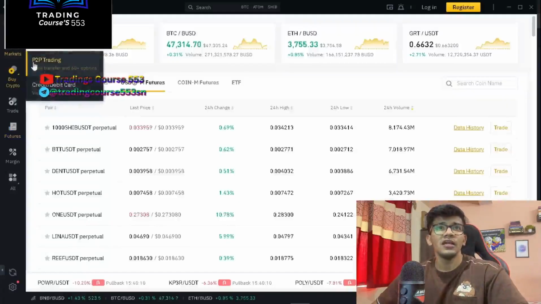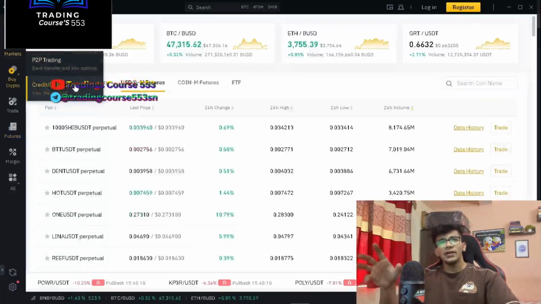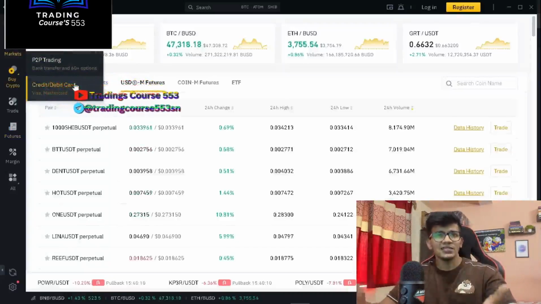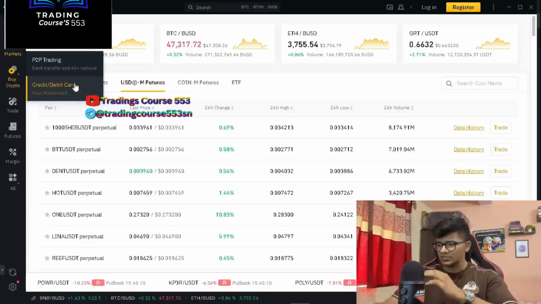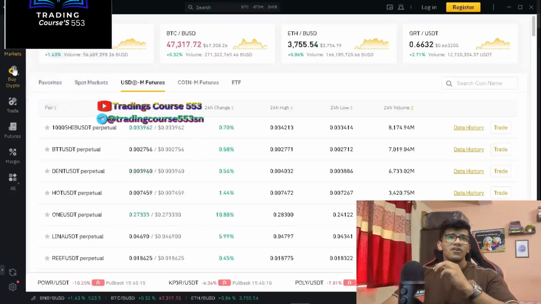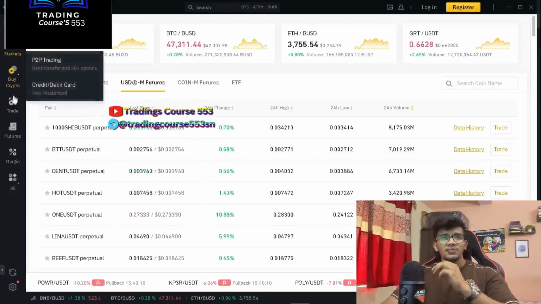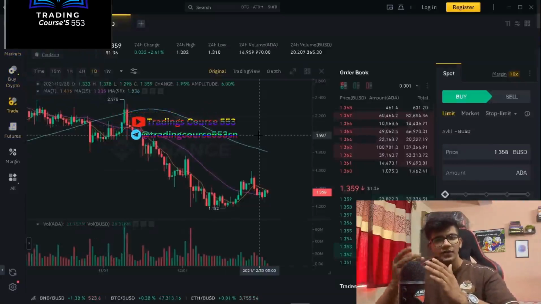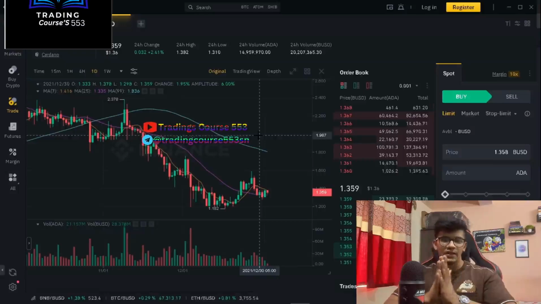Now obviously, if you want to deposit crypto into your Binance account, especially as an Indian, there are I would say only two legitimate ways. First is P2P trading. Second is basically you have to buy crypto from an Indian exchange and then deposit that into the Binance exchange.